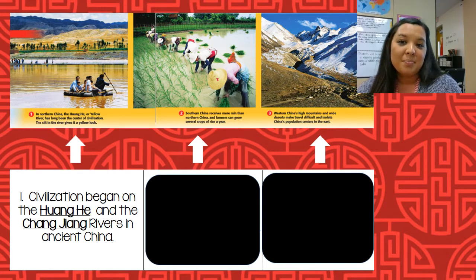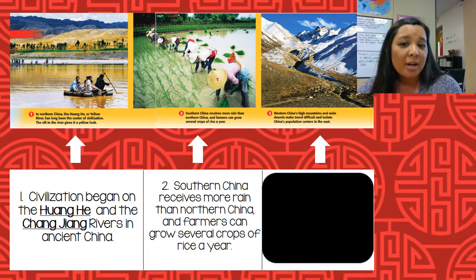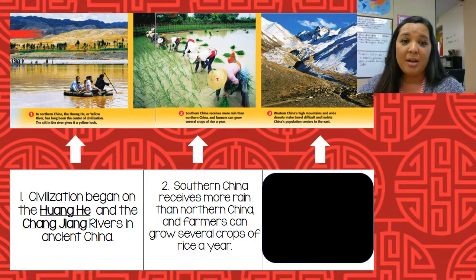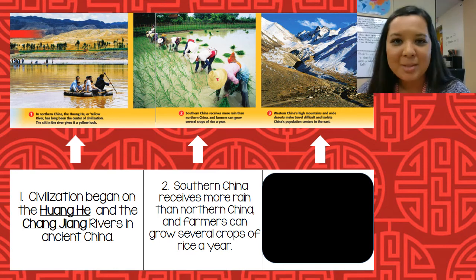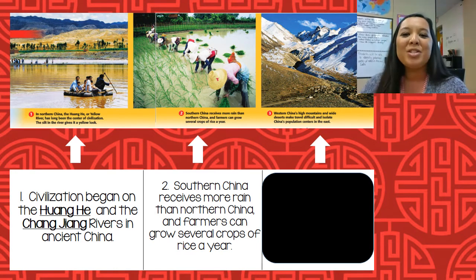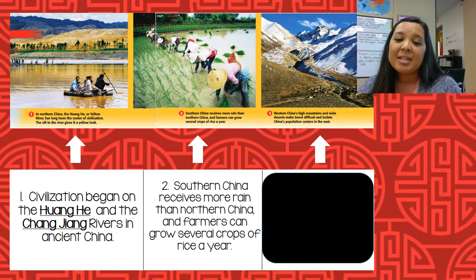Now, southern China actually receives more rainfall during the year than northern China, which allows farmers to grow several crops of rice per year. So over time, people moved south and settled along the Changjiang, which we also call the Yangtze. Is that right? Got to ask Miss Todrick on the pronunciation because Miss Lewis doesn't know. Okay, so both of these rivers were eventually connected by a canal that helped them with trade and transportation.